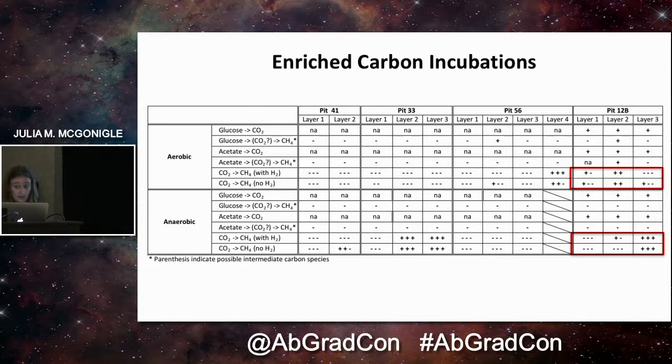And then lastly, we'll kind of look up here at what was going on in the aerobic bicarbonate incubations. And so you can see there's a little bit of methane production in that first layer.